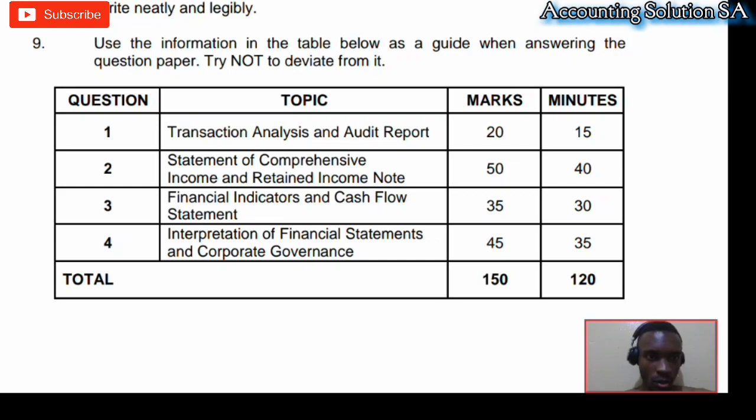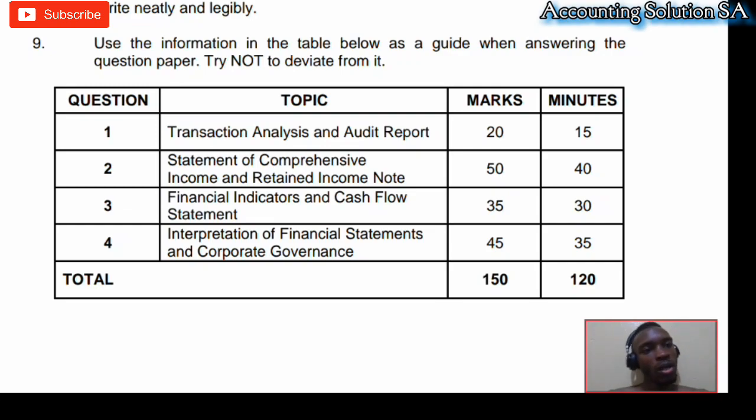You never know what is coming in 2022. It's either they change or they bring a similar question. Please don't try to claim only one question. Make sure that you maintain both of them. Then number 3 is financial indicators and cash flow statement. Okay, then the allocation is only 35 marks.